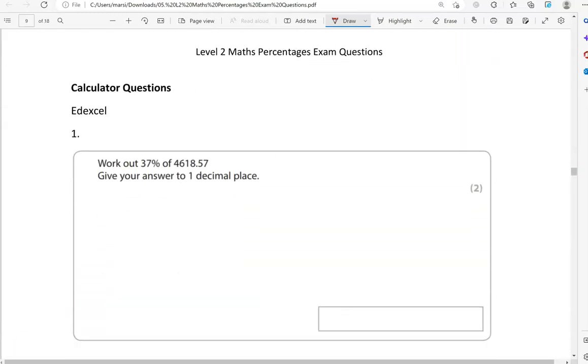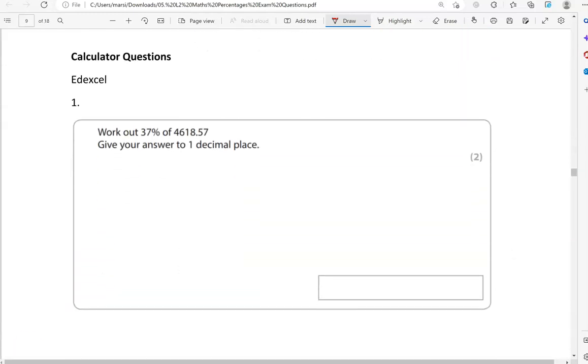We now move into the calculator question, so you can use a calculator from now on. We'll of course use different methods, not the 10% method, which is typical for when you haven't got a calculator handy or you're not allowed to use a calculator. The question says, work out 37% of 4,618.57. Give your answer to 1 decimal place.